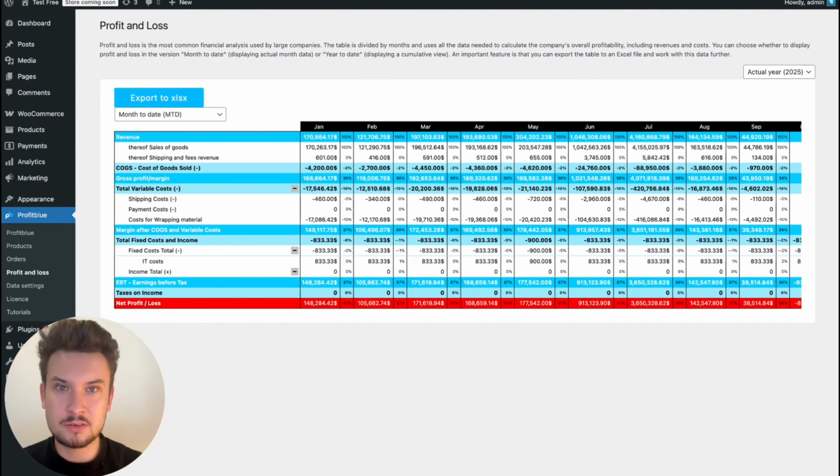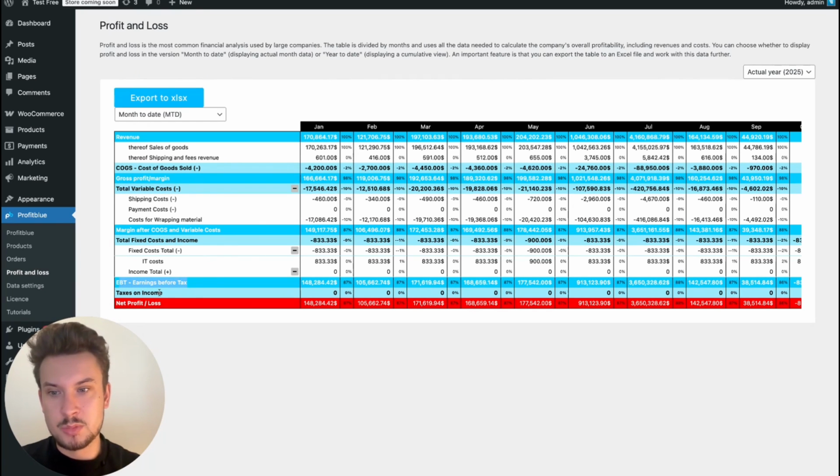Fixed cost can be very simply explained with, for example, rent. Rent of your store, or any platform, you just pay the fixed value every single month. You pay $1,000, and it doesn't change if you have 100 customers or 1,000 customers. It's just all the time the same. And after all, you have these fixed costs and variable costs.